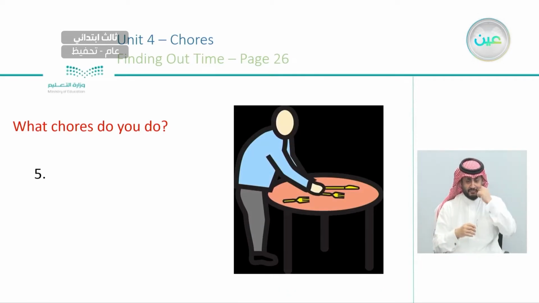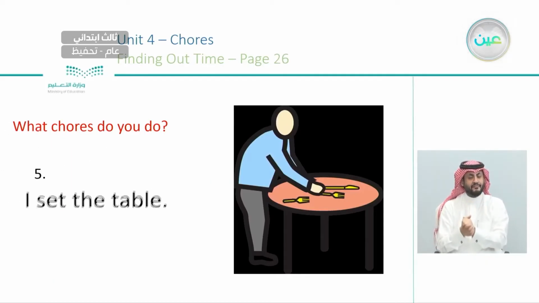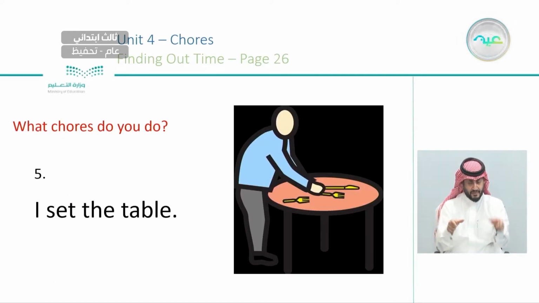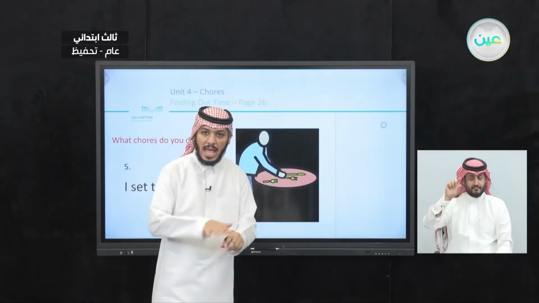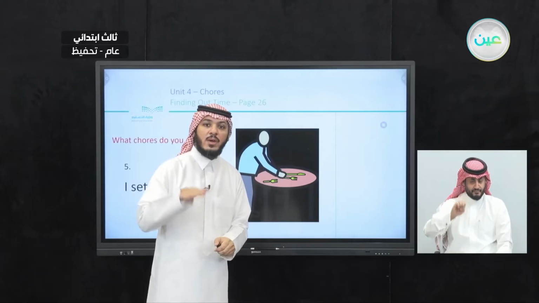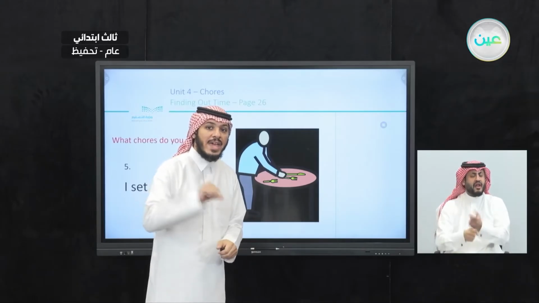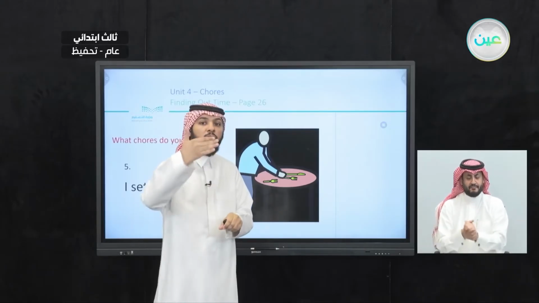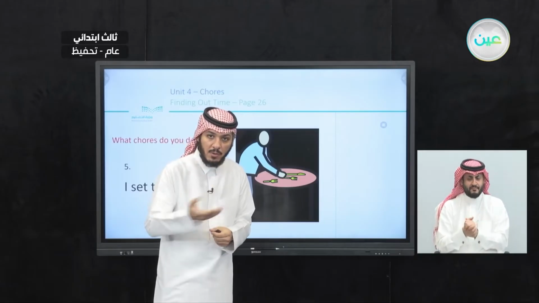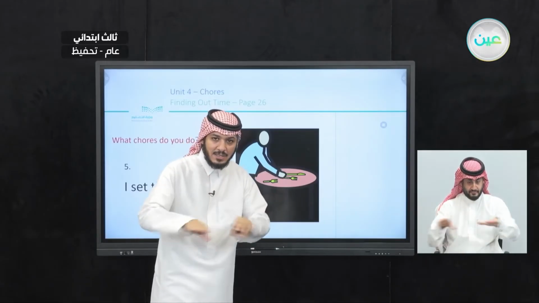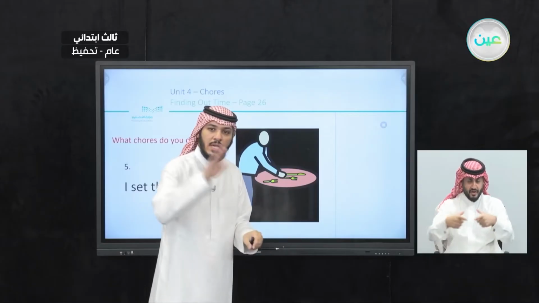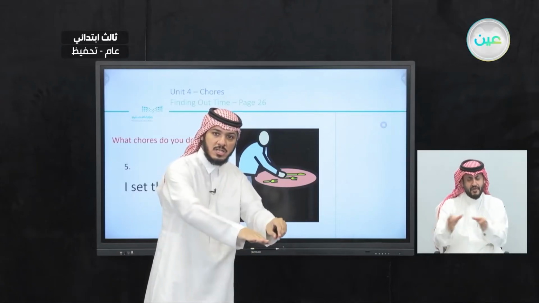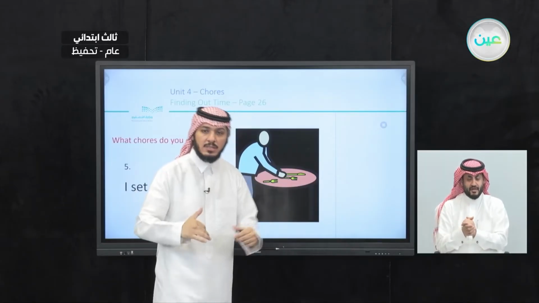Okay, after that, number 5, we have a man here. What is he doing? Yes, he says, I set the table. So he has a table and they will what? They will eat. Okay, so they set the table before starting to eat. So he puts the fork, the spoons, the dishes, so they can start eating.